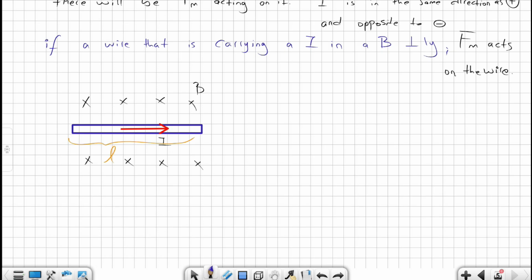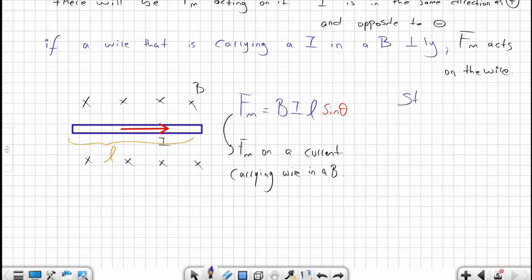Why would the length be important, you would ask? Because if we increase the length of the wire, the number of the charges that are moving will also increase, which will increase the magnetic force acting on the wire. So we can say that magnetic force acting on a wire is equal to magnetic field, but this magnetic field is an external magnetic field, please remember that, multiplied by the current, multiplied by the length of the wire, and if we have an angle, multiplied by sine theta. This is the equation for magnetic force acting on a current carrying wire inside a magnetic field.